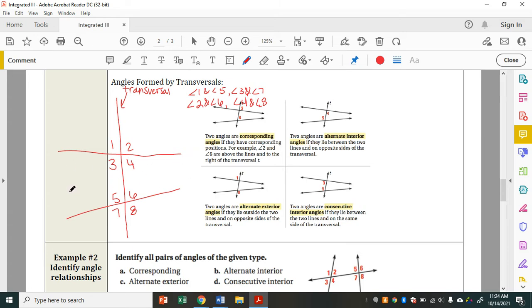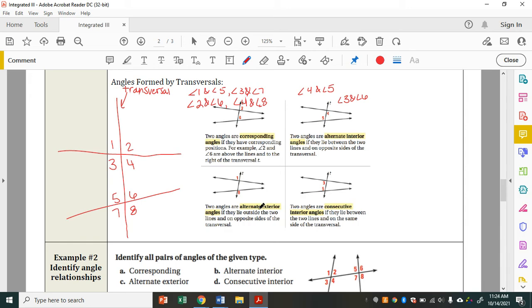So alternate interior angles would be like angle 4 and angle 5. They're on opposite sides of the transversal, but they're in between the two lines. So an example would be angle 4 and angle 5 are alternate interior angles. And another example would be angle 3 and angle 6. Those are also alternate interior angles.